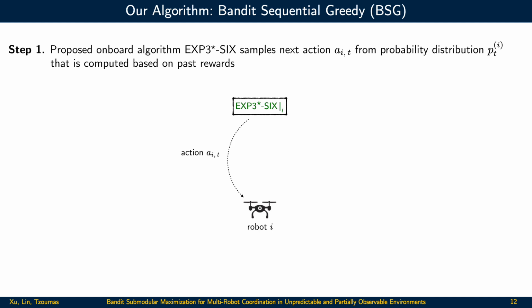Our algorithm BSG maintains a probability distribution PTI for every robot's alternative actions. At every time step t, first, every robot simultaneously executes an action that is sampled by an onboard bandit algorithm from the probability distribution PTI. This distribution is computed based on past rewards.